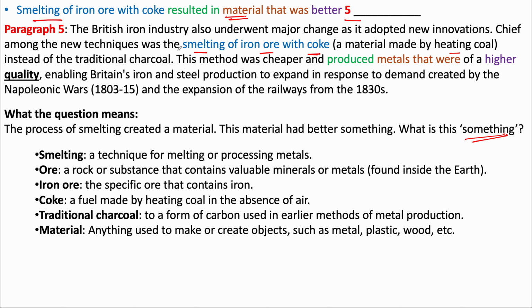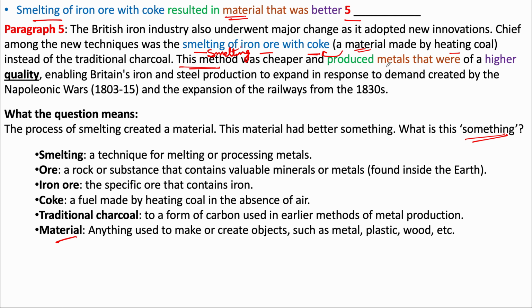The next sentence in the passage says, this method, which means the method of smelting, was cheaper and produced metals that were of a higher quality. An important concept when looking for this answer is that material refers to anything used to make or create objects. So the word material can refer to metal, plastic, wood, etc. Here in the passage, material is referring to coke because it is explaining what coke is.